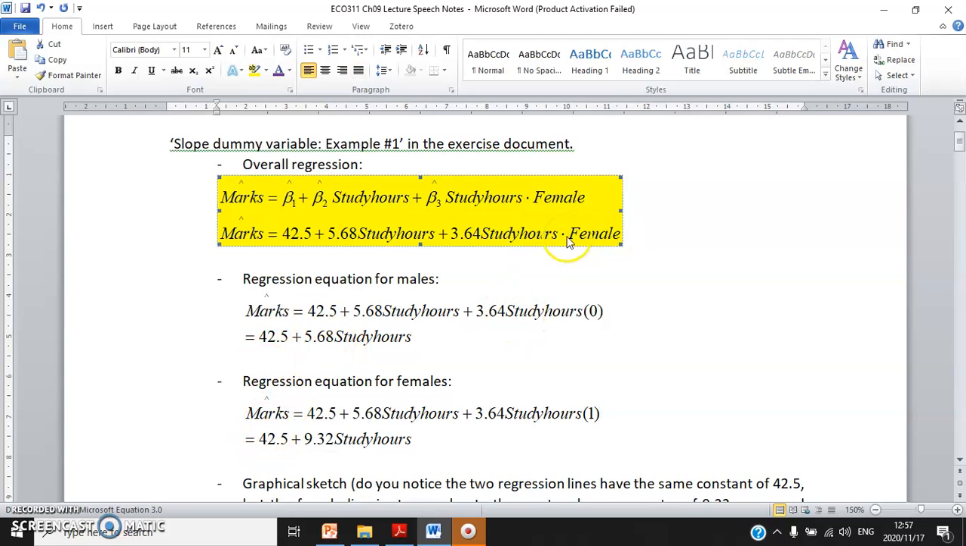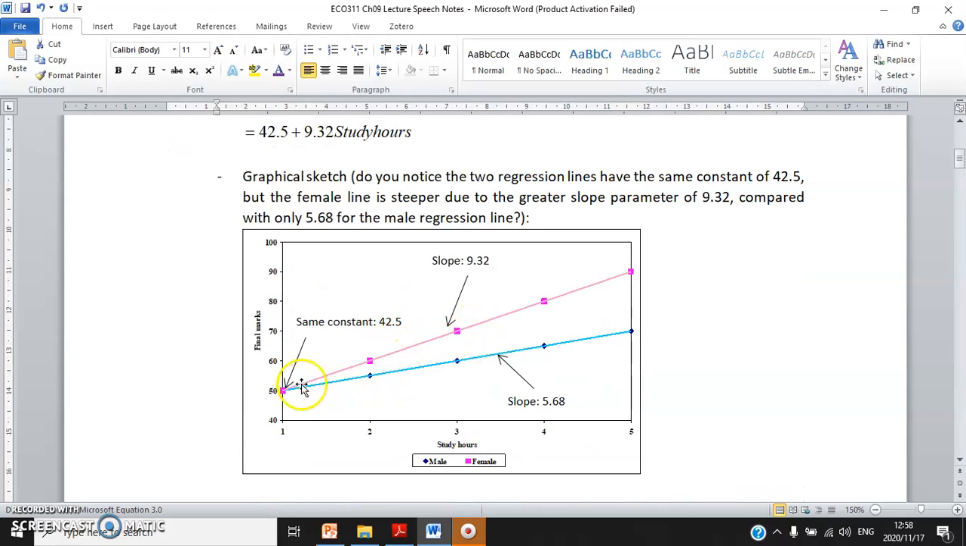This is why we call this the slope dummy, because it causes the slope parameter to be different, let's say by gender in this case. And then you are going to see the graphical sketch. They start with the same constant, 42.5, but it is steeper for the female. So if we interpret carefully, it means if a female student studies 1 more hour, the increase of mark would be greater, 9.32. But if a male student studies 1 more hour, the increase of mark is smaller, only 5.68.